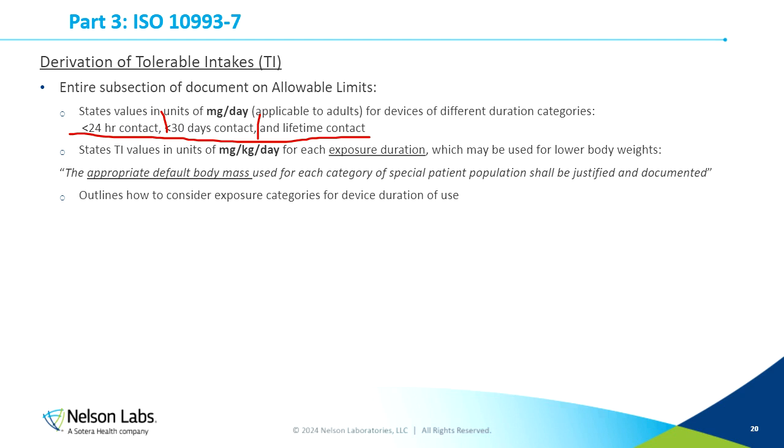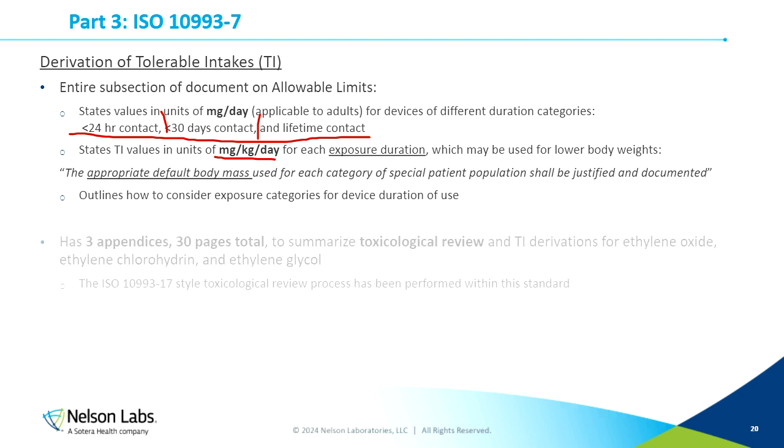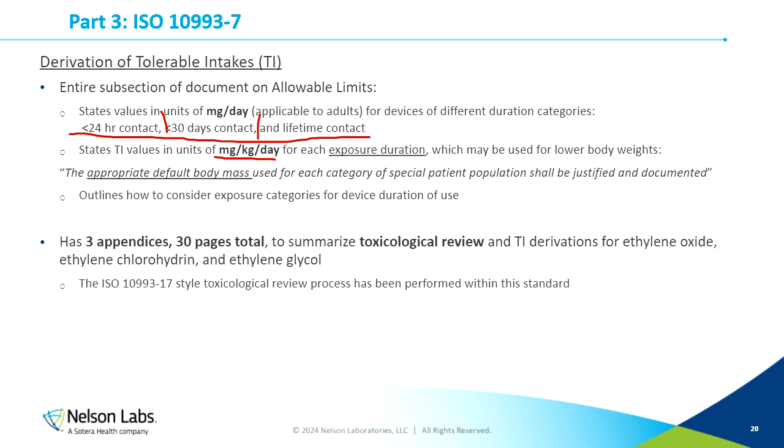The standard also gives you the tolerable intake in those units of milligrams per kilogram per day for each exposure duration. And it also states that the appropriate default mass for each category of special patient population shall be justified and documented. So that right there tells you that these limits change depending on the body weight of the patients. Something I want to just explain, though, is this data doesn't come easy.